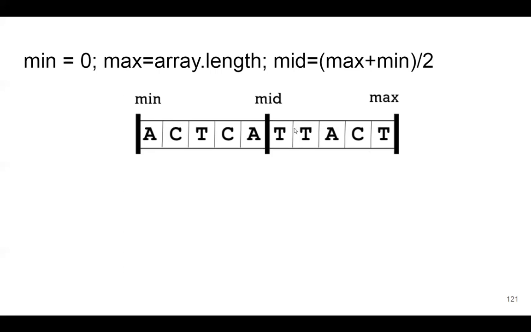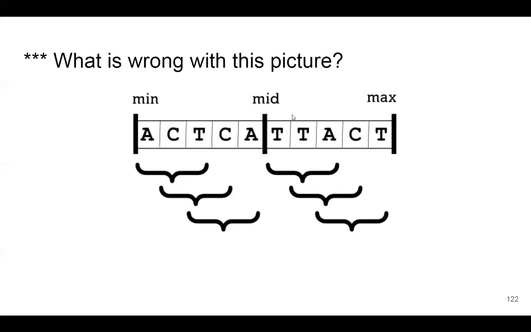and mid to max. You make these 2 slices, and then somebody starts Kmer counting this, and now they're doing the n minus k plus 1 thing. And so they count these 3, and this slice counts these 3. So what's wrong with this picture?